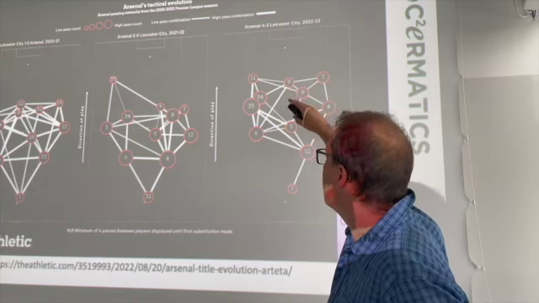You can go in and she uses all types of visualizations very clearly to show these types of development of the team, which players are the most important, and so on. Good, so that's passing networks.